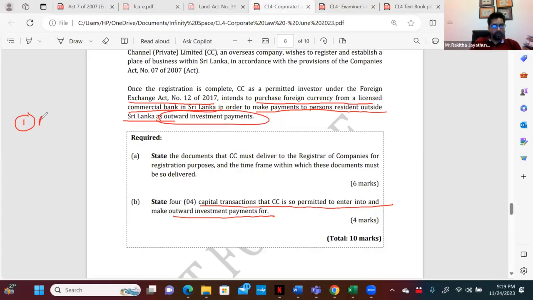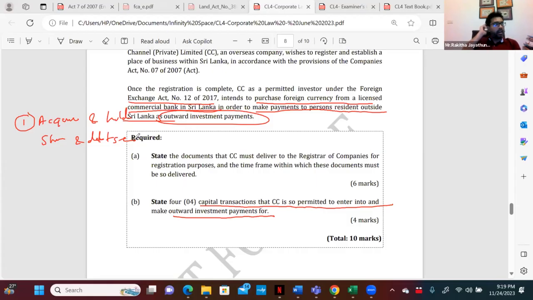Sometimes students say purchase. No, to acquire and hold. To acquire and hold. That's why you are required to memorize this. Best thing is to memorize. Acquire and hold shares and debt securities, such as debentures, of companies incorporated outside Sri Lanka.